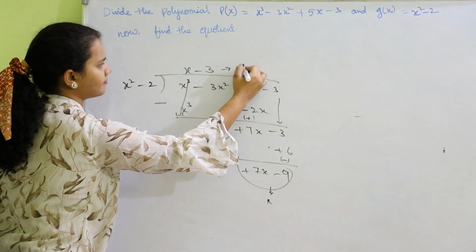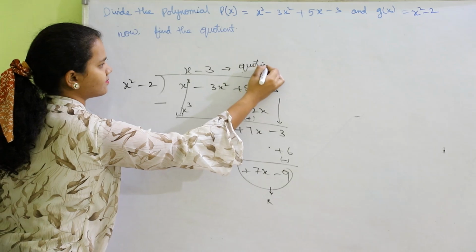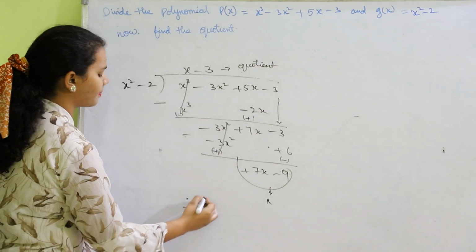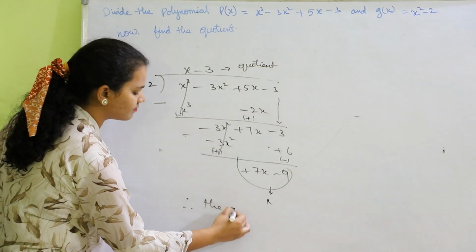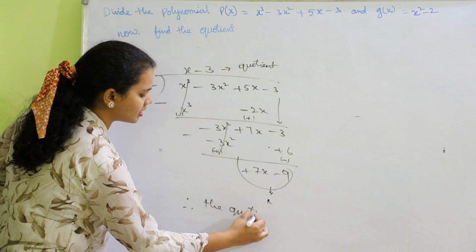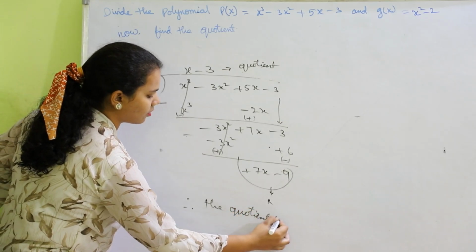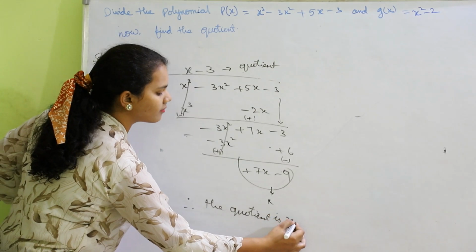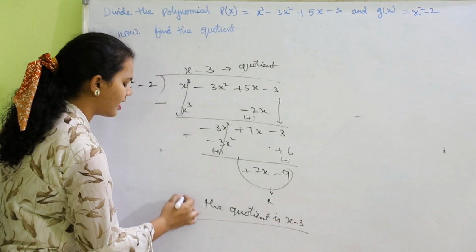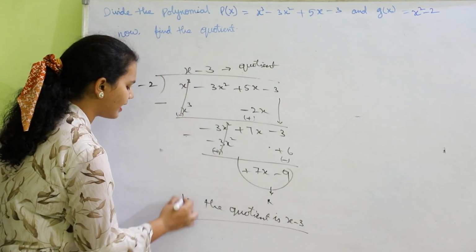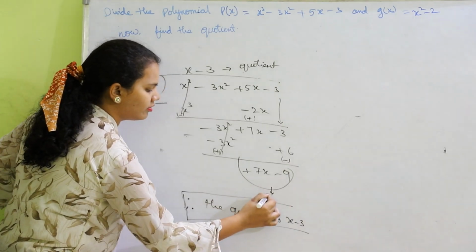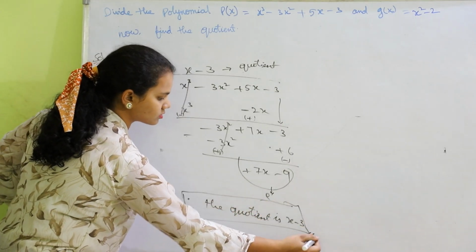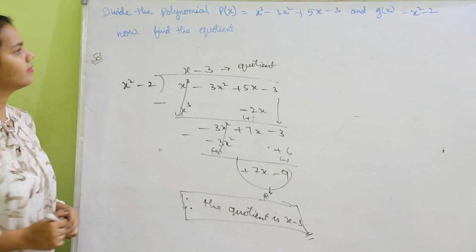Therefore, the quotient is what we got: x minus 3. Sorry. Clear? Therefore the quotient is x minus 3. Okay, this is what we have done with this.